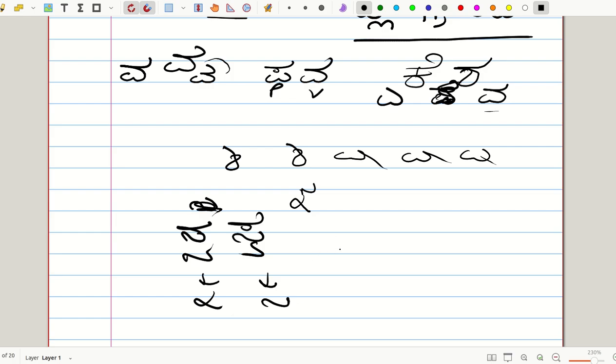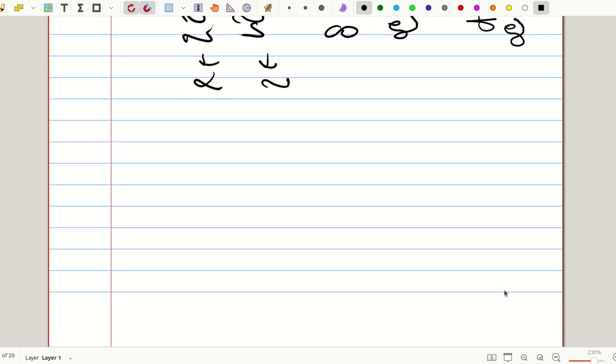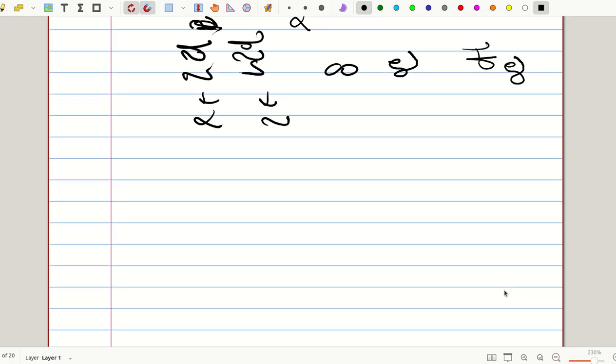Now we have ha. Ha in the foot is ha only. Done. La in the foot is la. Done. Kla, this is kla. Done. I hope you have understood. This is not very difficult. Once you memorize these, it will be very easy for you. Now we have to do the half forms of the letters.